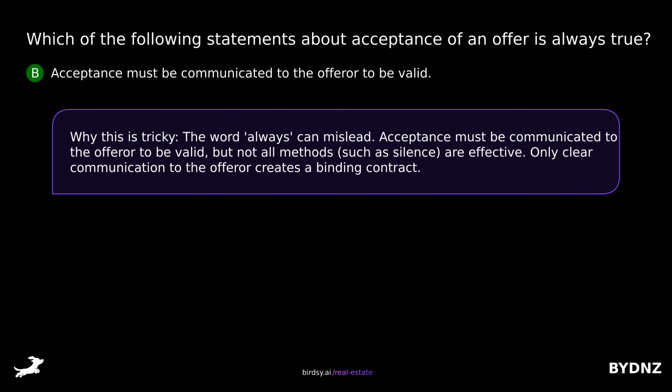Why this is tricky. The word always can mislead. Acceptance must be communicated to the offeror to be valid, but not all methods, such as silence, are effective. Only clear communication to the offeror creates a binding contract.